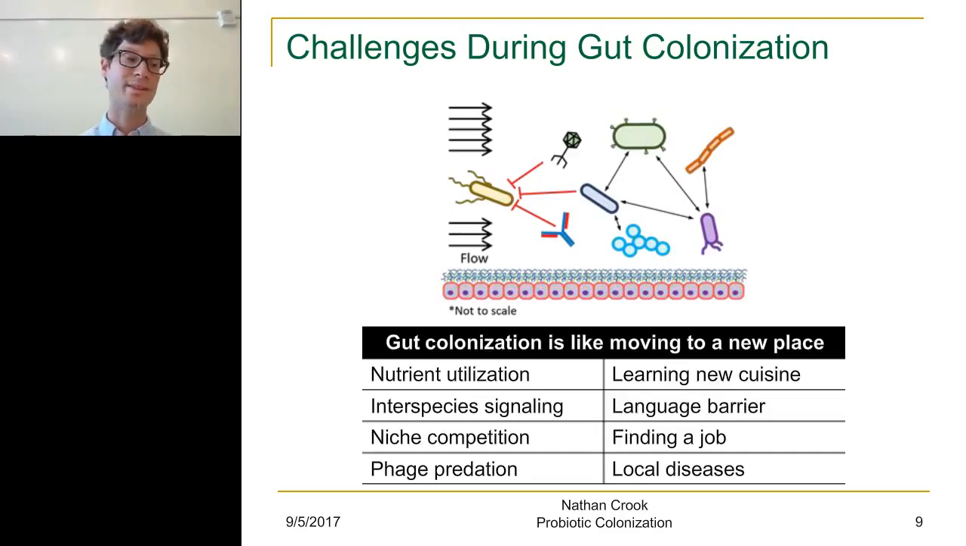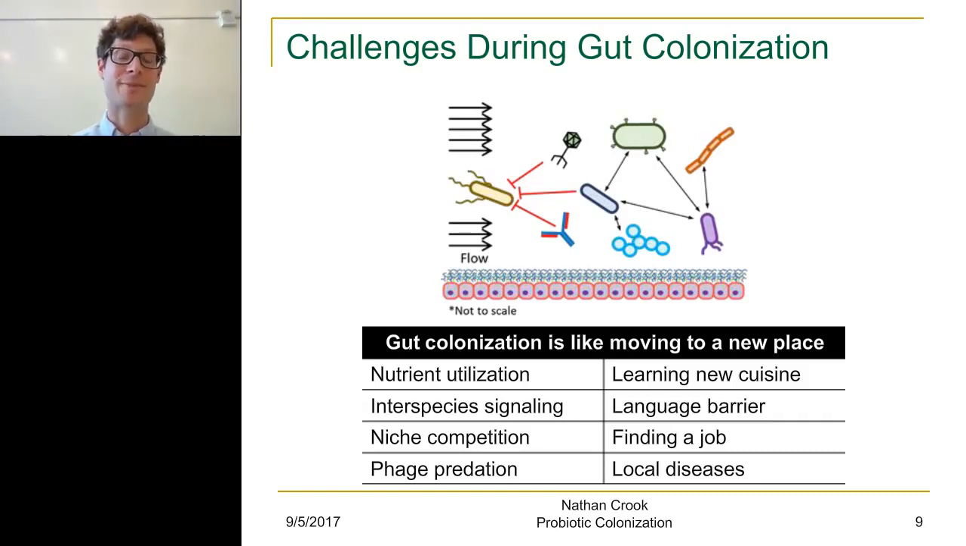So this is all very abstract, but you can make the analogy to moving to a new place. Bacteria need to learn the cuisine of a new location when they go into a new habitat. There's actually a bacterial language barrier that they need to overcome in terms of interspecies signaling. Niche competition is like finding a job. They need to be able to convert metabolic material from one form to another in a downhill fashion in order to make their living in the gut. And there are also local diseases that they need to gain resistance to.